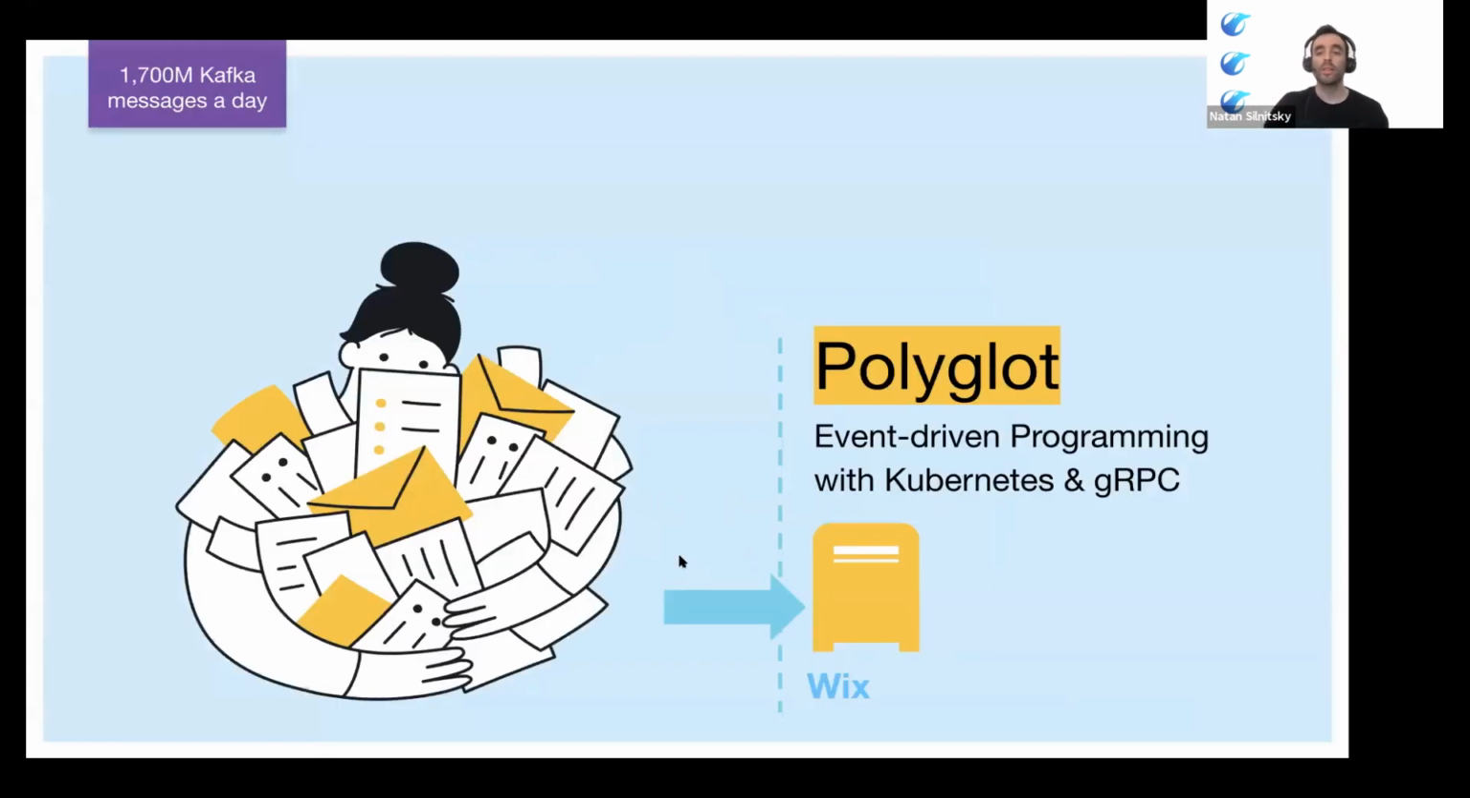Cool. So the third act of this talk is about multi-language, multi-tech stack environments in production. It's very popular these days to work with more than one language. So how can we get across-the-board event-driven programming with various kinds of languages? We'll see how to utilize Kubernetes and gRPC for this.